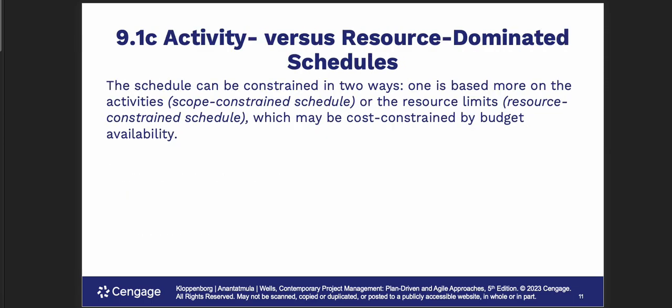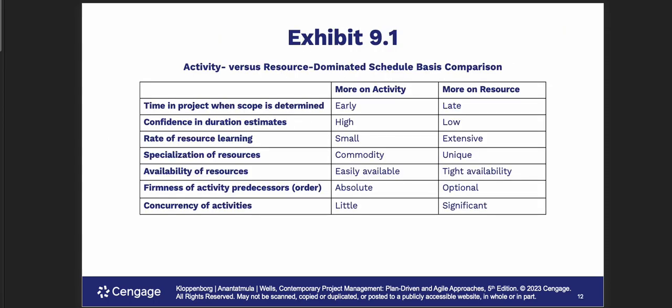So there are scope-dominated schedules, scope-constrained schedules versus resource-constrained. Now they go together. These are not mutually exclusive, but we have to be aware of both at the same time. So, activity versus resource-dominated schedule basis comparison. Time in project when scope is determined: well, with activity-based, it's early because we can calculate it. With more on resources, it's later because we learn things as we go, and resources may be more effective or less effective. And then you can just go down the line. It becomes valuable then to have experience within a project and, again, to know your people.